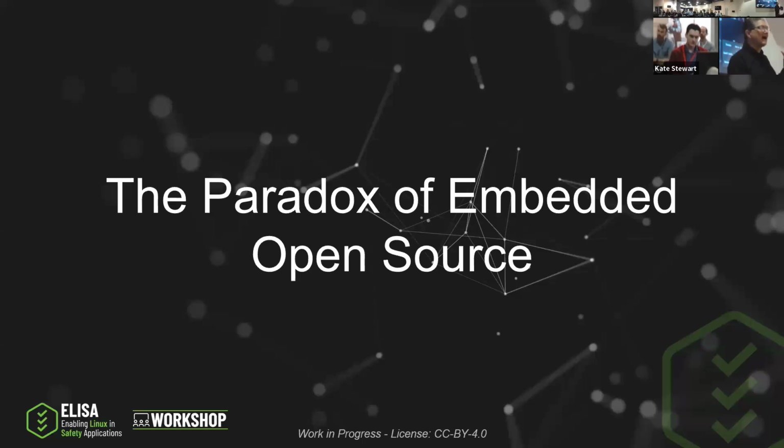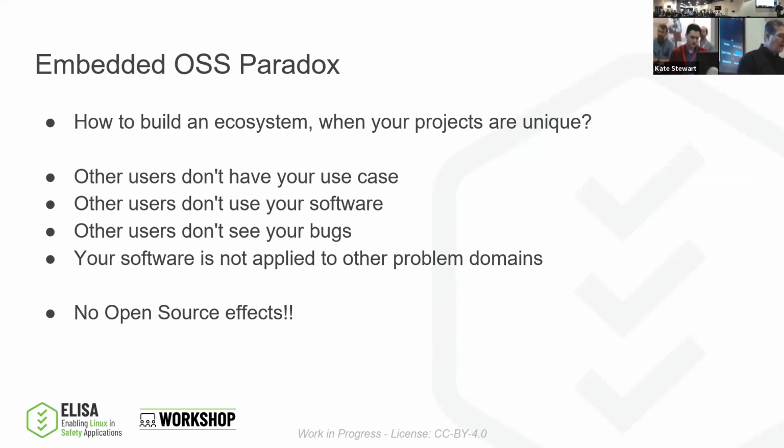Okay, but now this presents us with the paradox of embedded open source, right? So how do you build an ecosystem when your projects are unique, right? Other users don't have your use cases. They're not using your software. They don't see the bugs that you see, and your software is not applied to other problem domains. And so the problem with that is you don't get the open source effects that we're all striving for.